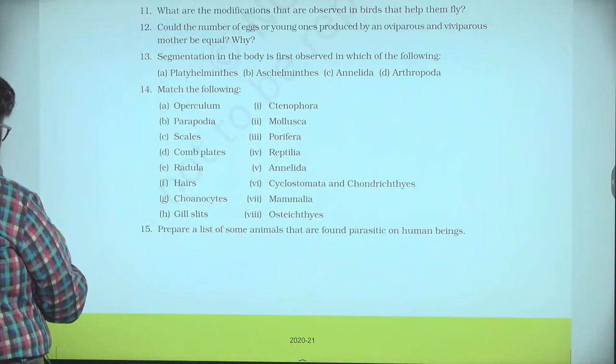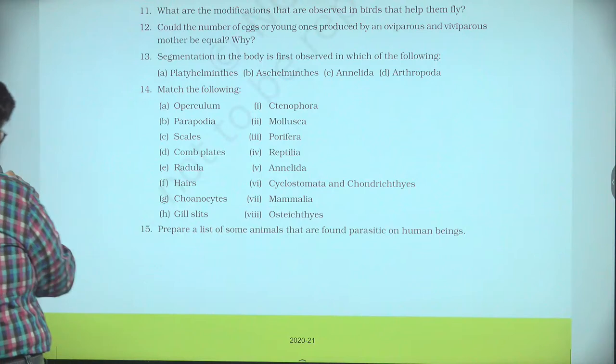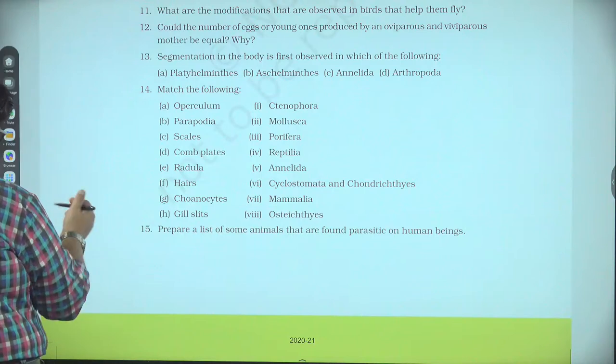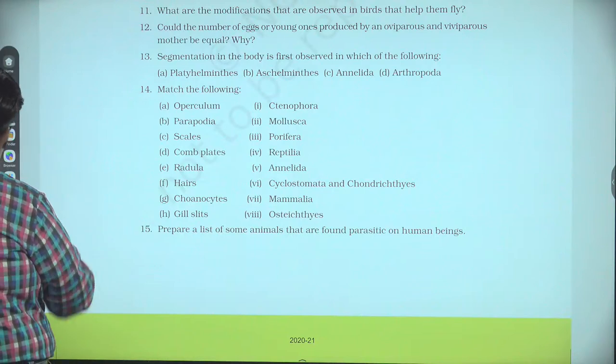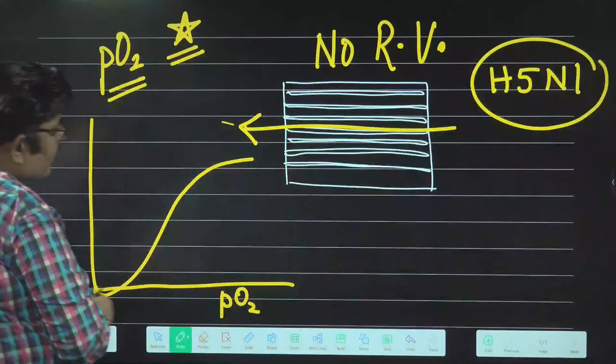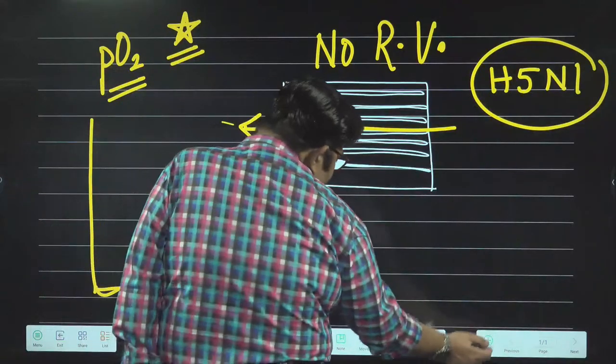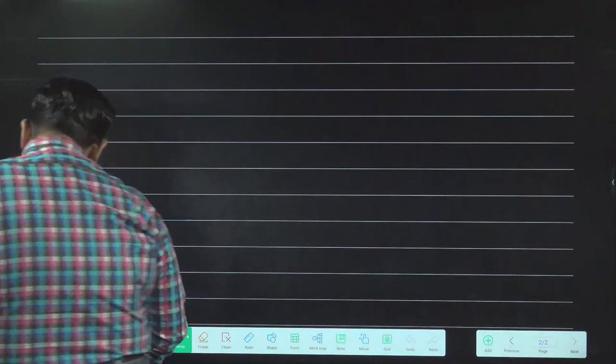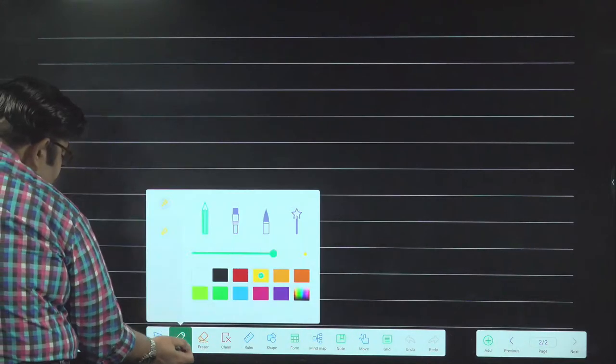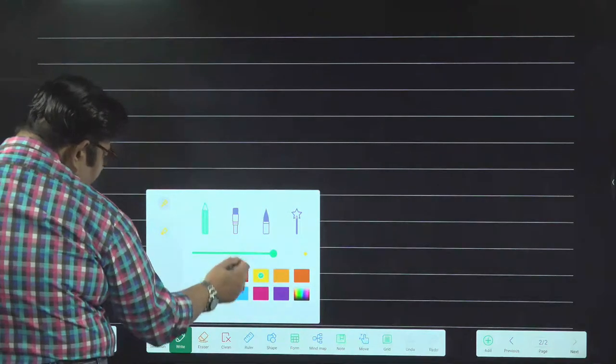And with this, we come to the end of this chapter. This is the first chapter in zoology, and now let us move to the next chapter. The next chapter name is Structural Organization in Animals. Dear children, this chapter has two parts, okay?